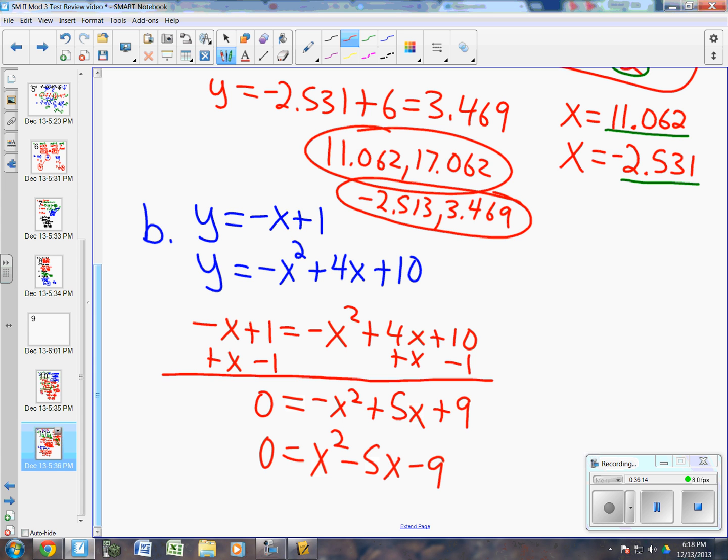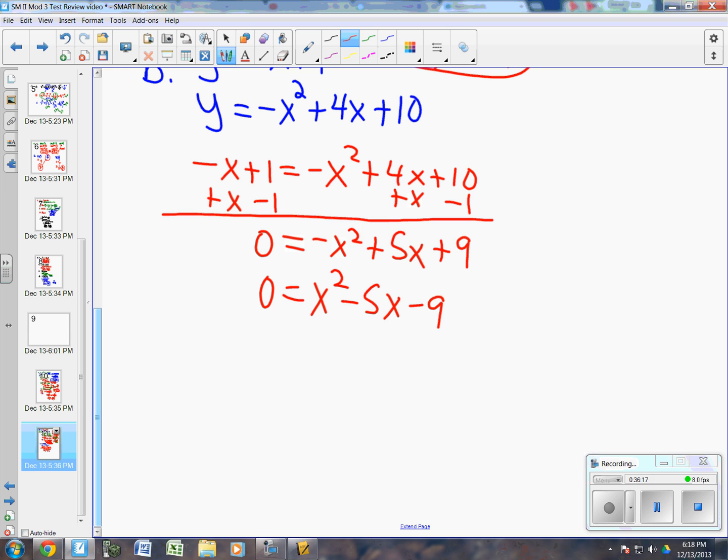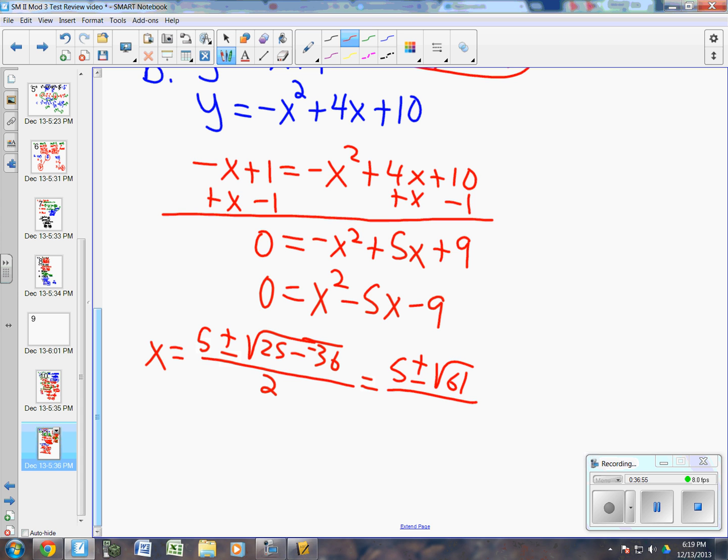And so I'm going to use that and solve that one. I know that that one doesn't factor because 3 times negative 3 is negative 9, but they don't add up to negative 5. Neither does 1 times 9. So I have to use the quadratic formula here. Negative b would be 5, plus or minus the square root of b squared, which is 25, minus 4 times 1 times negative 9. 4 times negative 9 is negative 36, all divided by 2. And 25 plus 36 is 61. So 5 plus or minus the square root of 61 over 2.